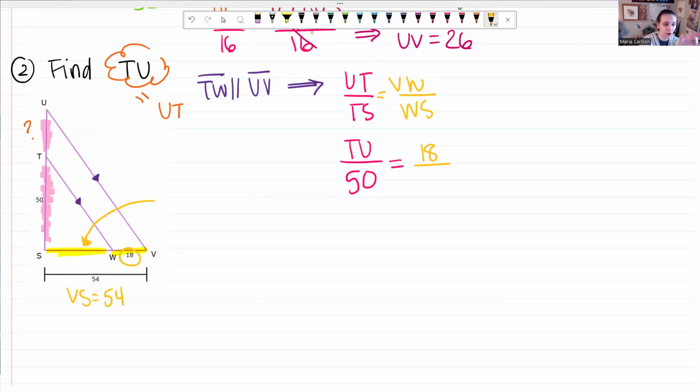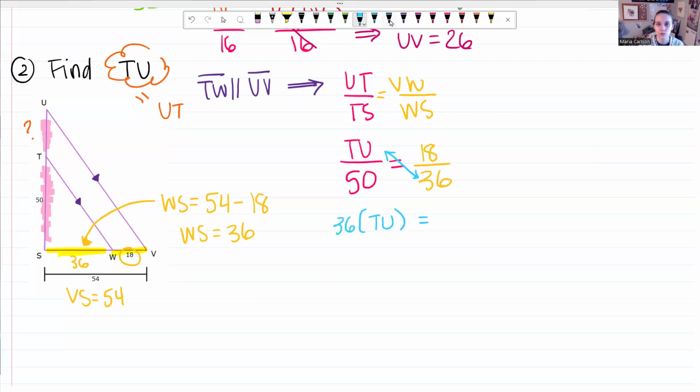So part of it, right, WS is just the difference, 54 minus that piece we know, 18. And if I subtract 54 minus 18, that tells me then that WS is actually 36. So we have 18 over 36. And now it is time to cross multiply. So I'm going to multiply TU times 36, or 36 times TU, and set that equal to 50 times 18.